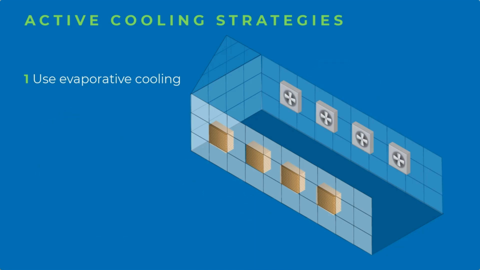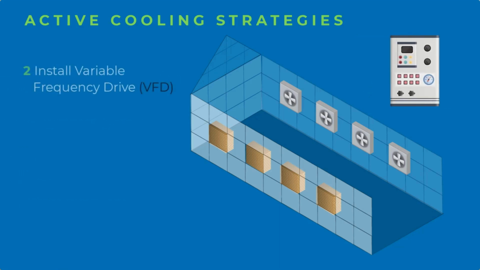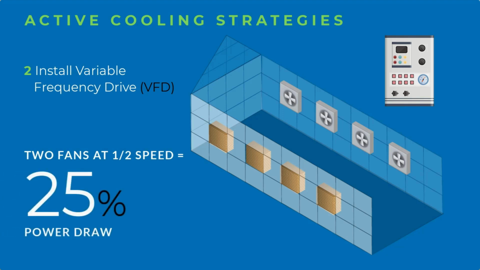The largest energy user with this setup are the fans. The power required to run a fan varies enormously with its speed. Doubling the speed increases the power draw by a factor of 8. Similarly, slowing fans down with variable frequency drives, or VFDs, can have a substantial amount of energy savings. For example, running 2 fans at half speed uses approximately 25% as much power as running 1 fan at full speed, but it still moves the same volume of air and does the same amount of cooling.